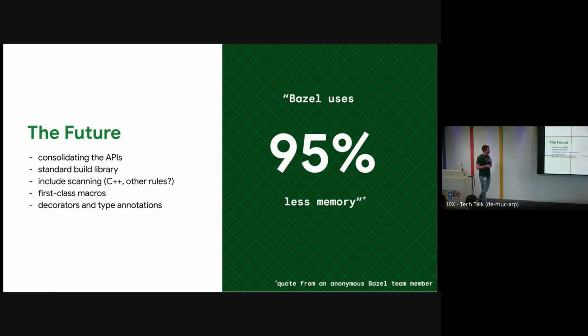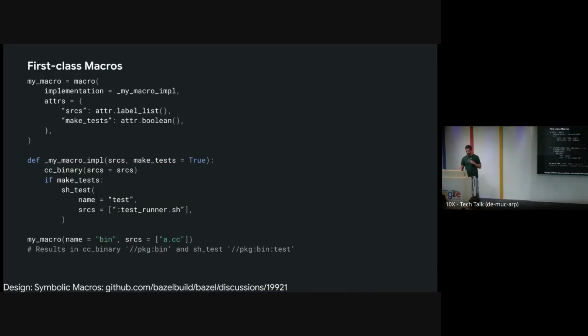So back to reducing memory consumption, and those are my last two slides. First-class macros are a current effort, which is looking also into reducing peak memory usage. Quick run through. Those are also called symbolic macros. The design is already online. We are bringing macros closer together with the rules, and we are enforcing the coding guidelines on the macro. So a macro needs to have a name and needs to create targets that follow the prefixes.